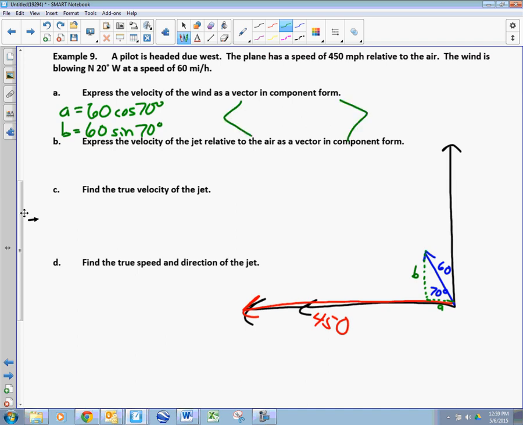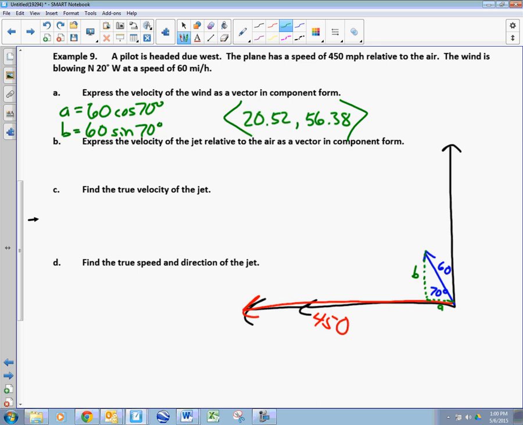What do you got? 20.52. Good, and you told me that there was a stronger vertical component than horizontal component, correct? And it shows up right there.